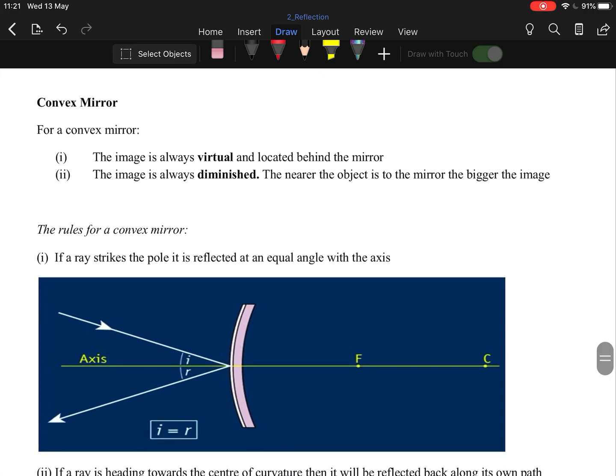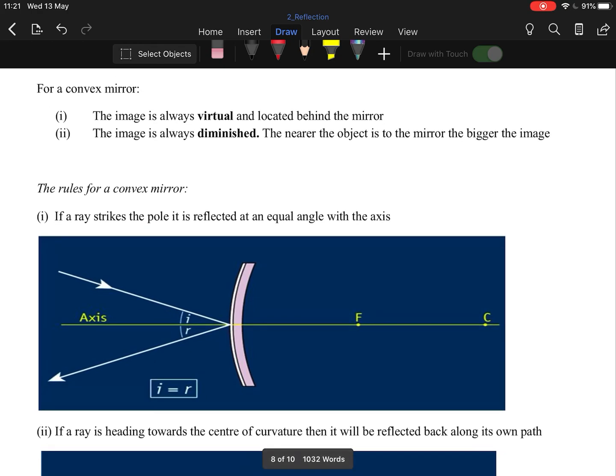Right, convex. Convex mirrors are basically the other side of a concave mirror, okay? The image is always virtual, so it's always a virtual image and always diminished. All right, so a convex mirror is always going to give a virtual image. You will not get a real image from this, okay?